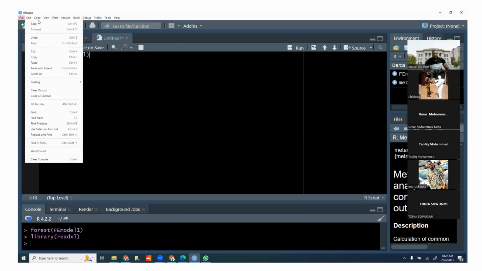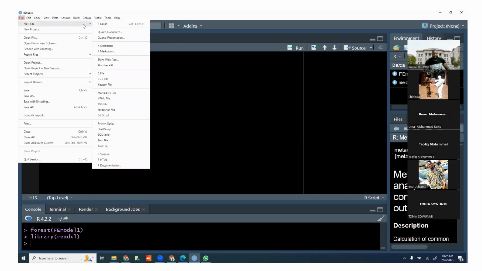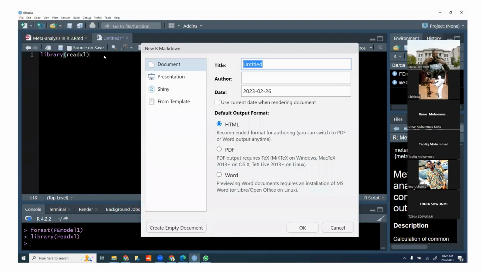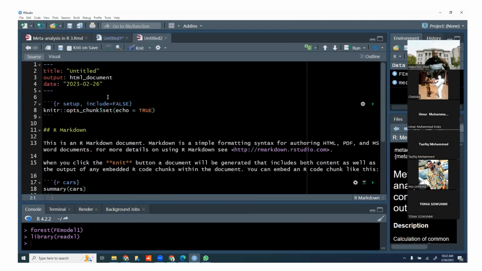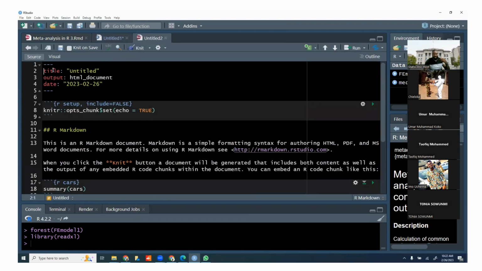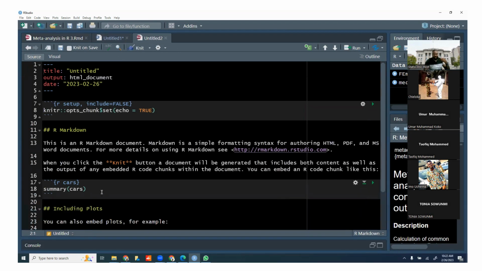But what R Markdown does is that it makes it easier for you to separate parts of your code. Here you can write a title, author, and so on, but I'll skip all that. And when you open your R Markdown, this is what a new R Markdown looks like, and it has some explanation. R Markdown is supposed to make writing code in R easier for you, more user-friendly.